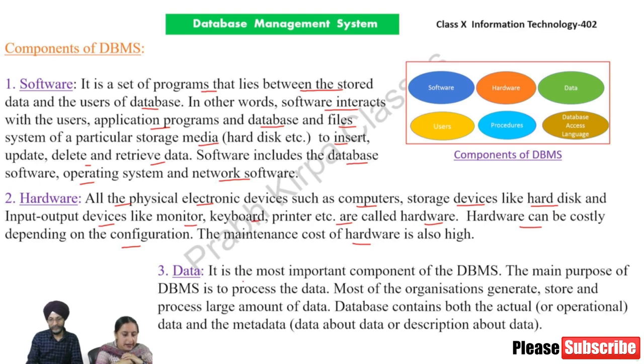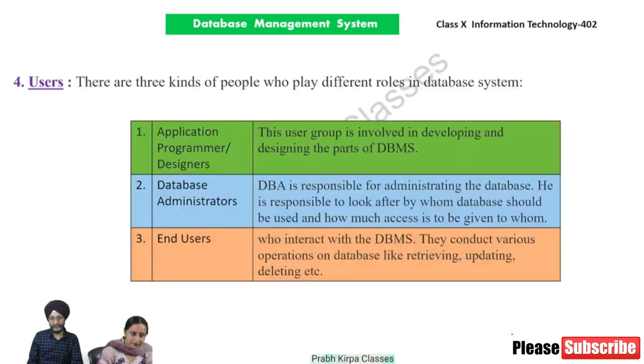Third, data. It is the most important component of the DBMS. The main purpose of DBMS is to process the data. Most organizations generate, store, and process large amounts of data. A database contains both the actual or operational data and the metadata, which is data about data or description about data.